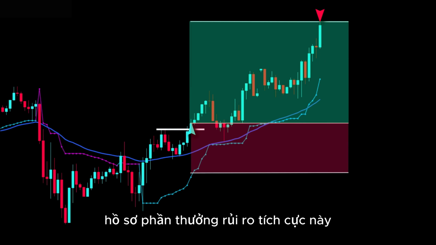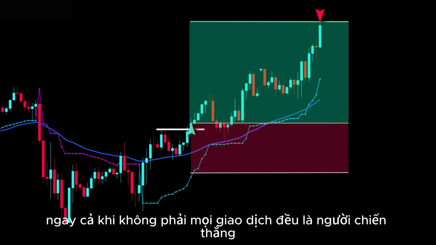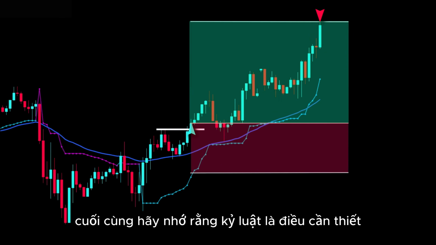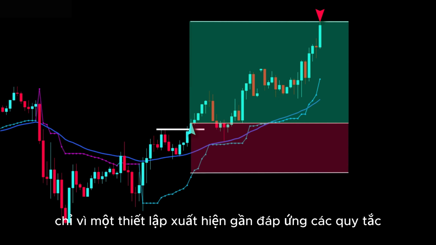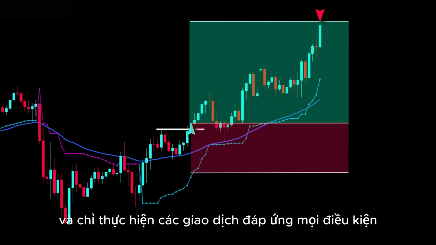This positive risk-reward profile allows the strategy to remain profitable over the long term, even if not every trade is a winner. Finally, remember that discipline is essential. Just because a setup appears close to meeting the rules doesn't mean you should take it. Stick to your trading plan, wait for full confirmation, and only execute trades that satisfy every condition.